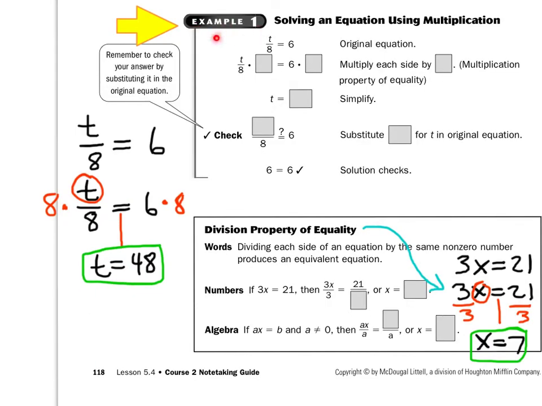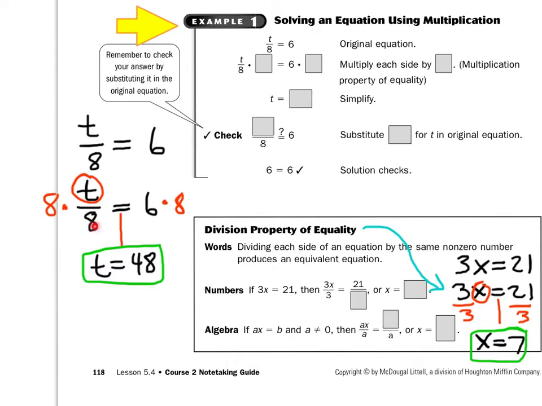Okay, let's look at example 1. T over 8 equals 6. So I wrote it here so I would have some room. T over 8 equals 6. And then grab your red pen and I want you to circle the variable, the t, and bring the wall straight down. And again, the trick is always look at what's touching the circle.